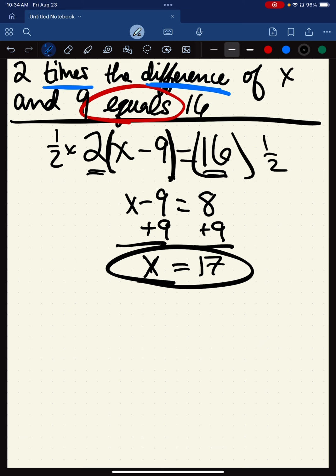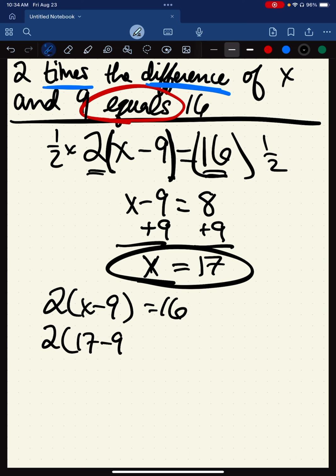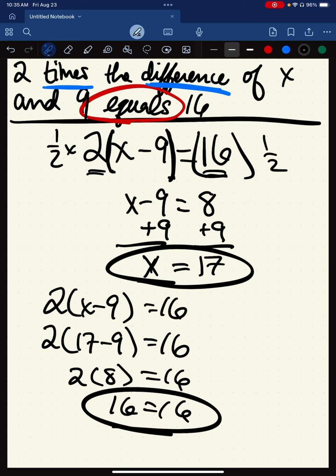Again, let's go back through, make sure everything makes sense using our PEMDAS rules. Plug in 17, we get 2 times (17 minus 9) is 16. 17 minus 9 is 8. We get 16, 16. Boom. So that works. 17 is good.